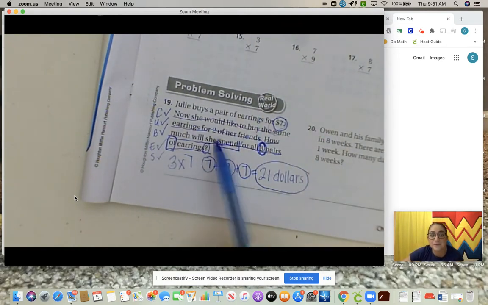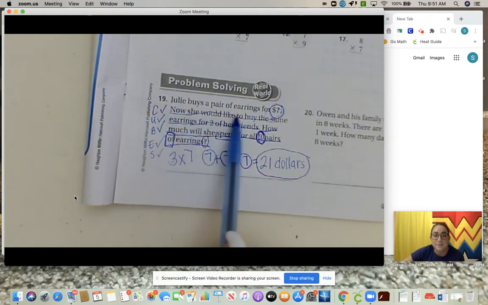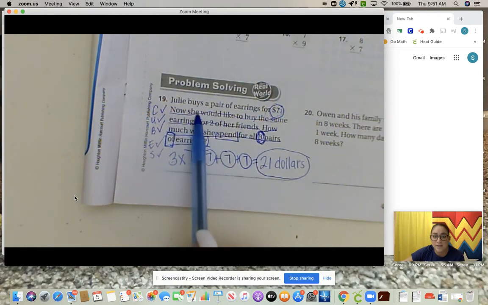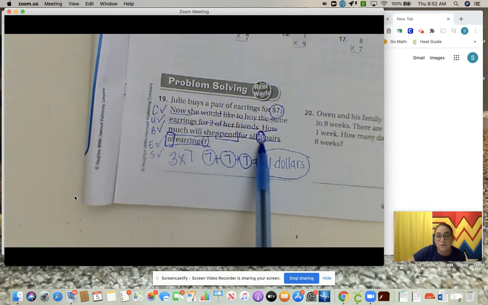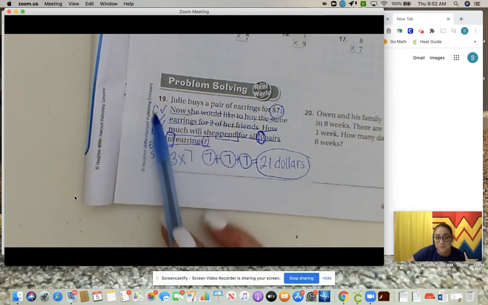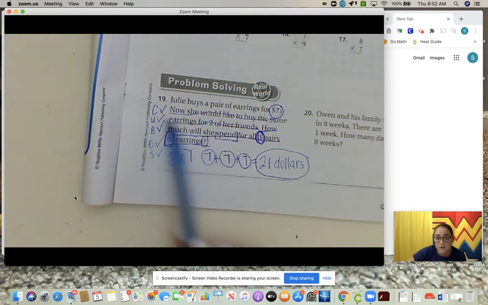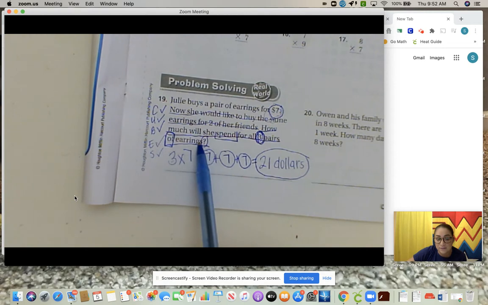I'm going to explain. So Julie buys a pair of earrings for $7. Now she would like to buy the same earrings for 2 of her friends. How much will she spend for all 3 pairs of earrings? So we're going to do cubes. Underline the question first. How much will she spend for all 3 pairs of earrings?